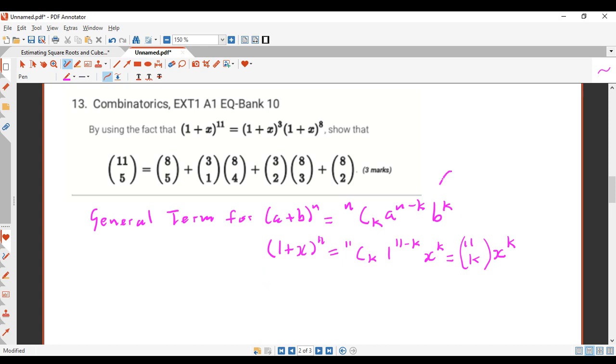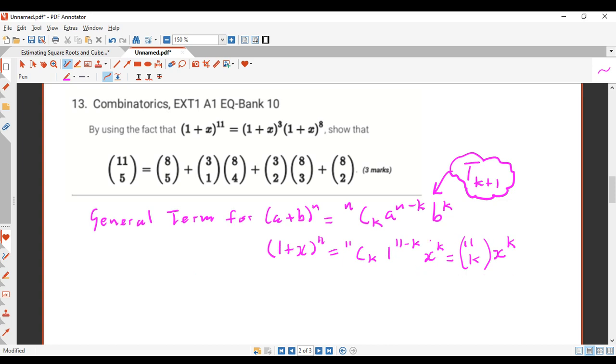Now, also, that general term is called the k plus 1th term, right? Now, the work solution uses that to work it out. I'm not really going to do that. I'm going to just do it a longer way so it makes more sense.